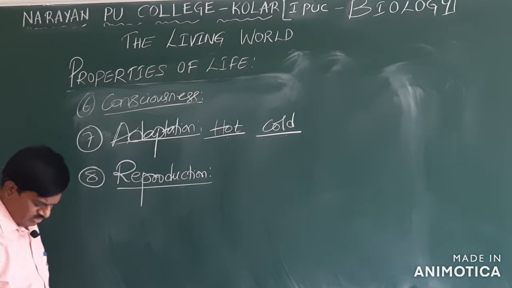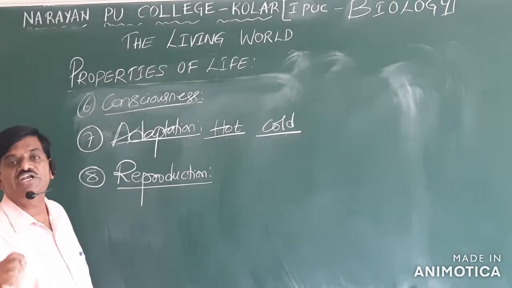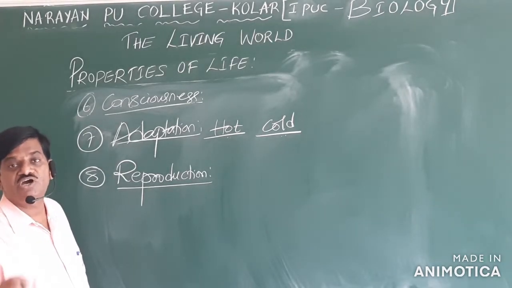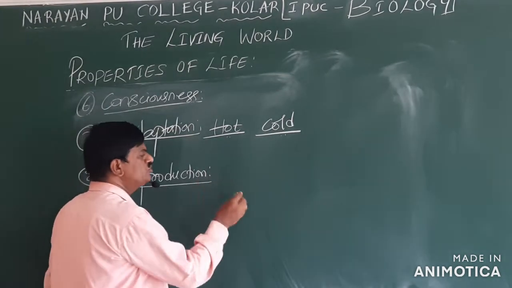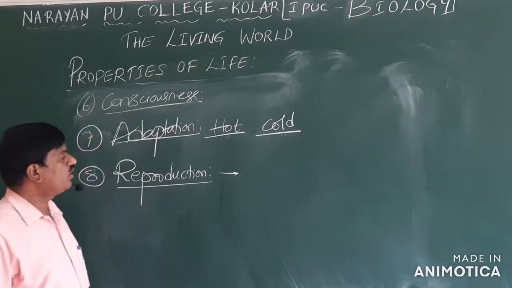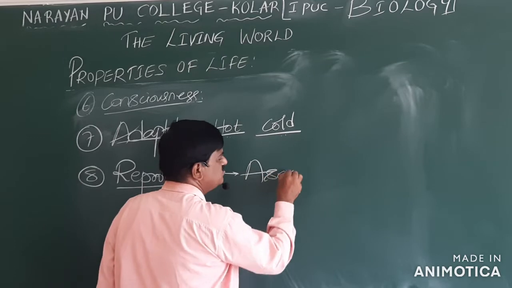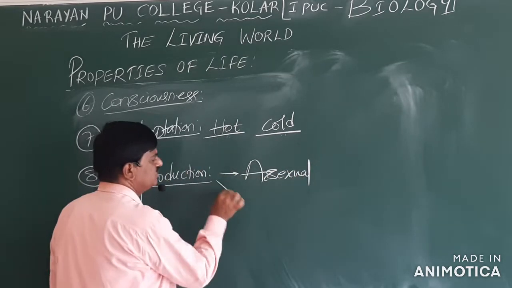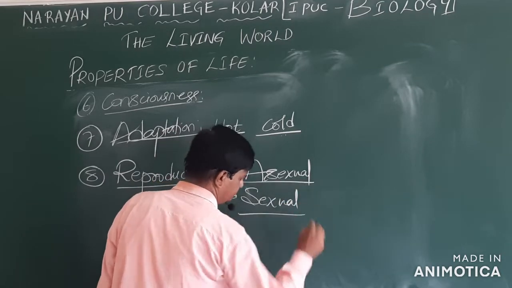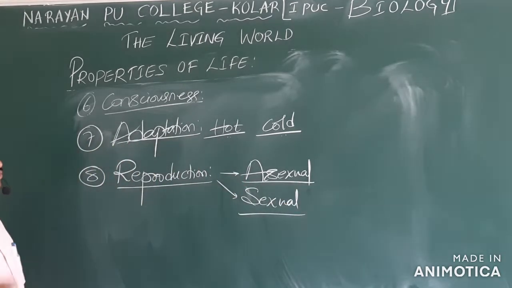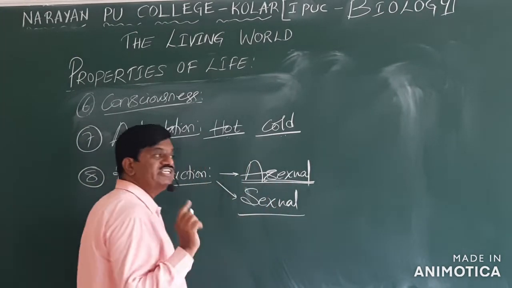Reproduction. All living organisms reproduce for the continuity of life, for the continuation of generations. So reproduction is a must for continuity. Here, living organisms reproduce by two methods: one called asexual methods, and another called sexual methods. When you take unicellular organisms, the majority of them undergo asexual methods.